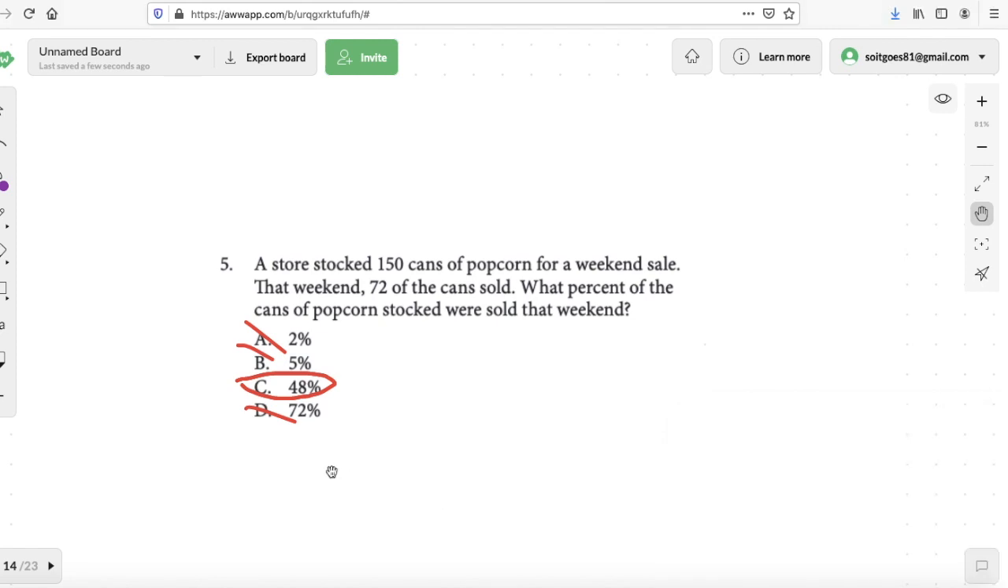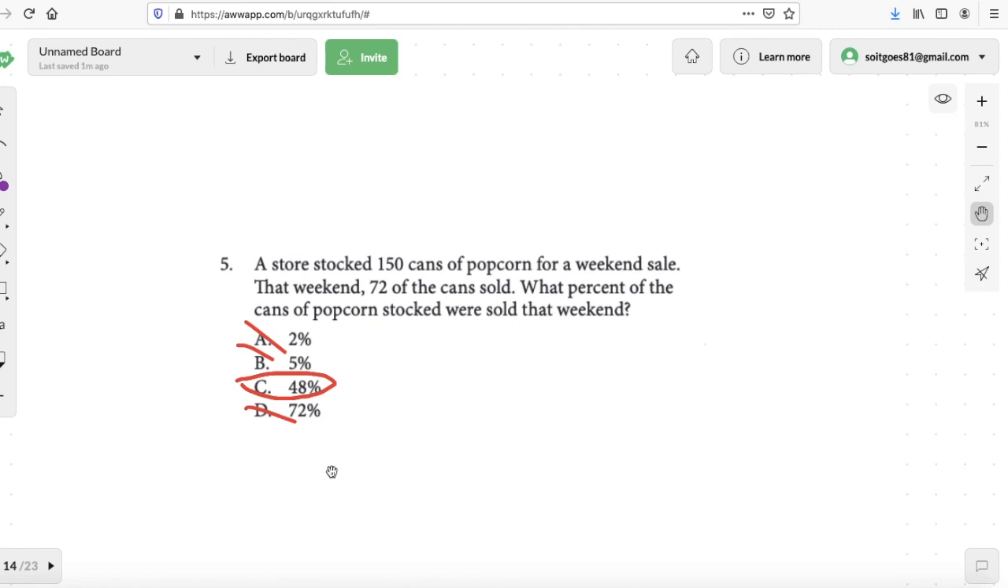Okay. Let's go over the math here real quick. I'm guessing they would give you a calculator for this one. If you wanted to calculate what percent 72 is of 150, I'd say test the answer choices. Let's find 2% of 150, and 5% of 150, and 48% of 150, and 72% of 150. I think that's the best way to do it, instead of setting up an equation.